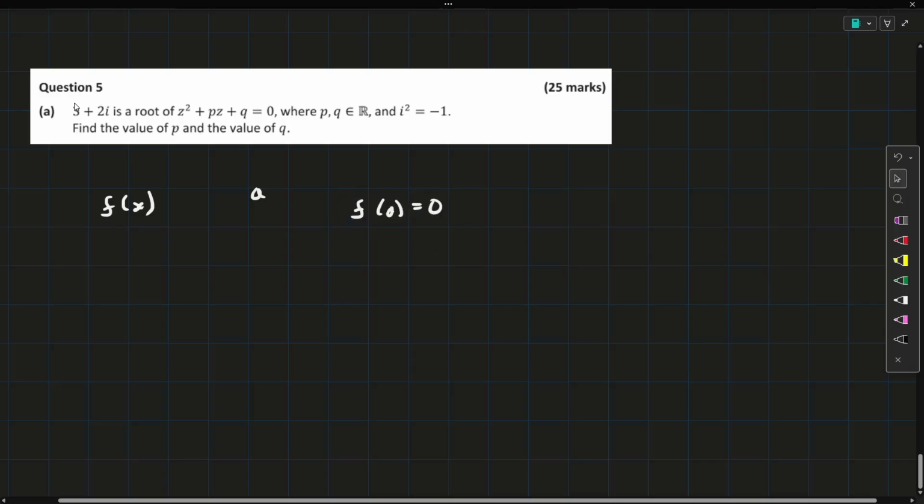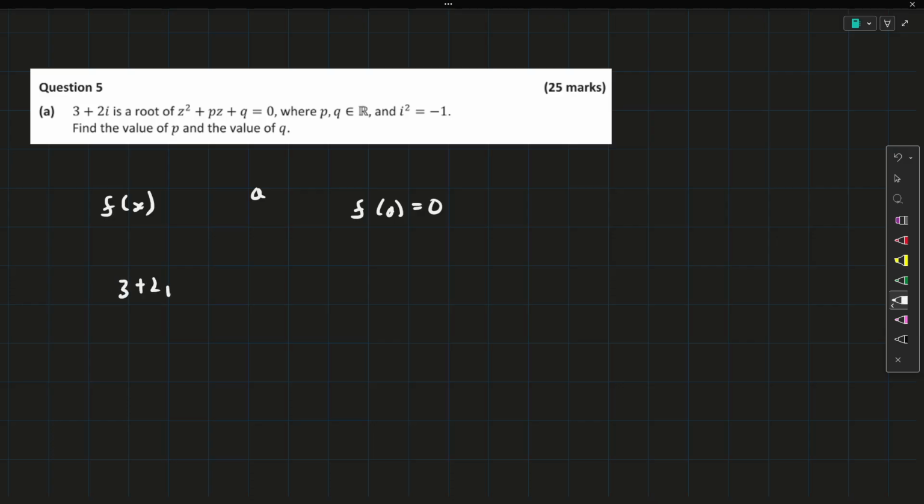So that means when we plug in 3 plus 2i for z, the entire thing will be equal to 0. So basically 3 plus 2i is a solution to this equation, so we can just plug in 3 plus 2i and we know it'll be true. So you have (3 plus 2i) squared plus p times (3 plus 2i) plus q equals 0.